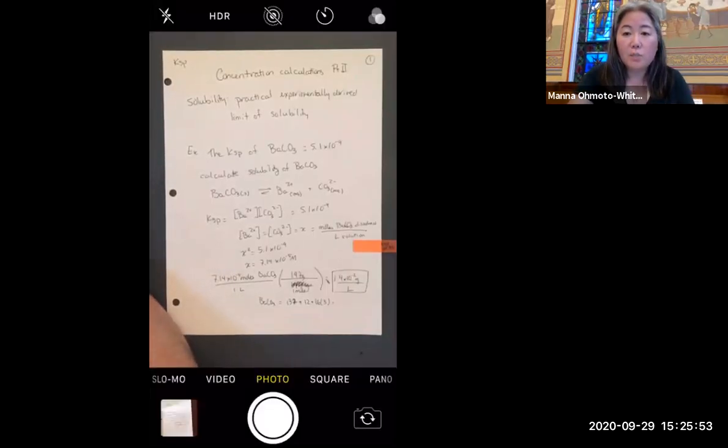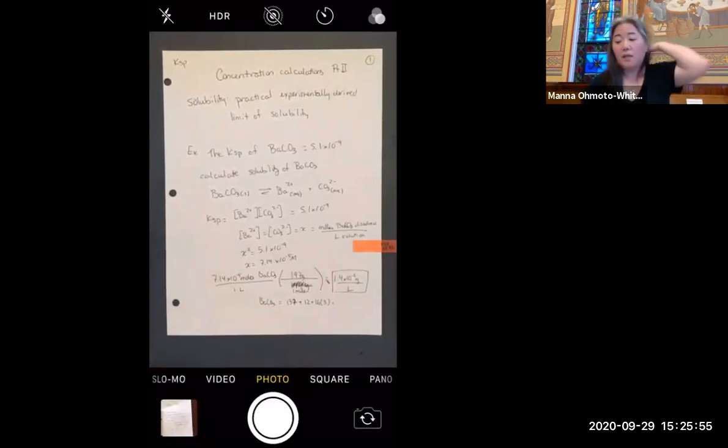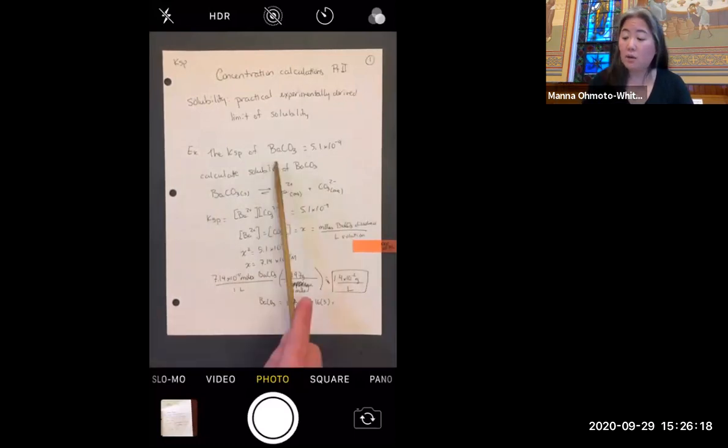Concentration calculations part 2. So this is solubility, Ksp. Solubility is a practical and experimentally derived value, and it's talking about the limit of solubility. Solubility is when I have a compound that is dissolved in water. Oftentimes we're talking about aqueous ionic compounds, so we're talking about ionic compounds and trying to find out what the limit of solubility is.